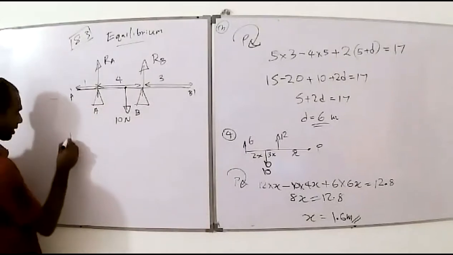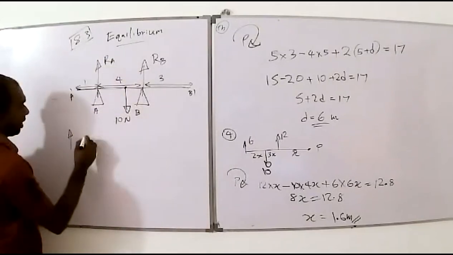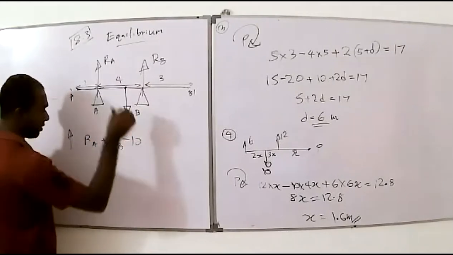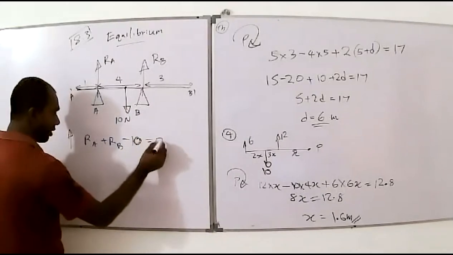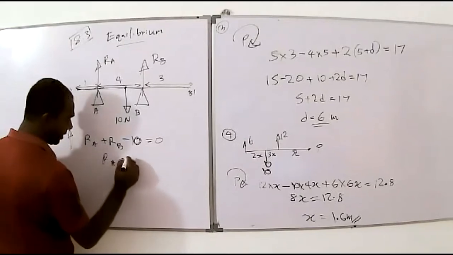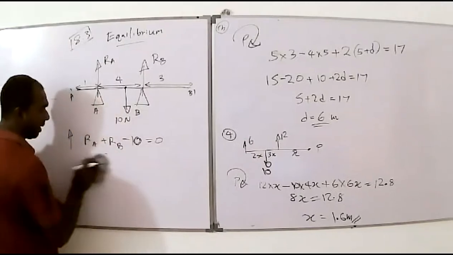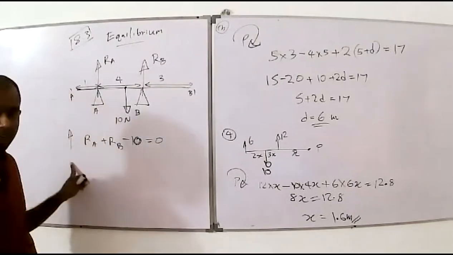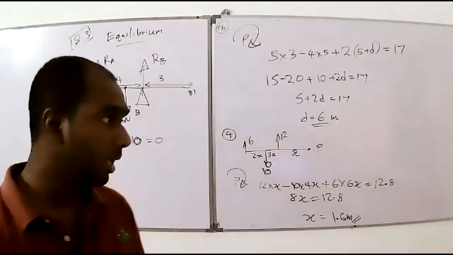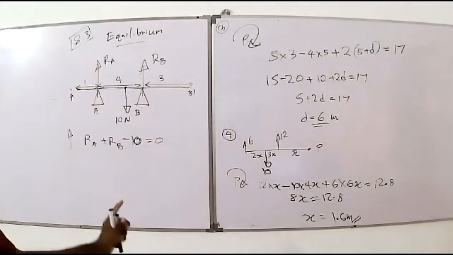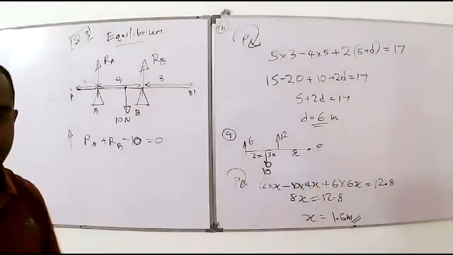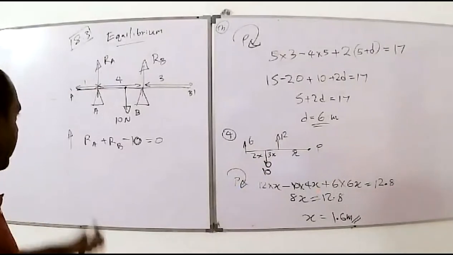If we resolve forces vertically up, what is going to come? RA plus RB, but this minus 10 is downward. Minus 10 is equal to 0. So we can get RA plus RB is equal to 10. But can we find anything? We can't, right? We have two unknown terms. We can't find one by only resolving forces vertically. If we resolve horizontally, there will be no forces. So how can we find A and B?